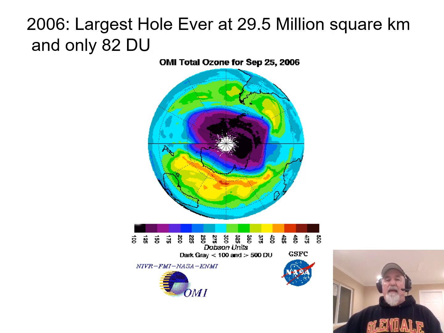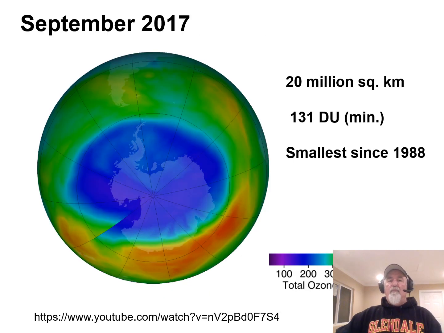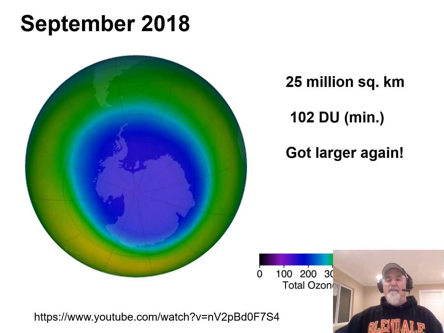We initially thought that we would reach a low point around 2020, 2025, but it looks like we reached that in 2006, because if we look at more recent readings here, remember that 29.5 million square kilometers, 82 Dobson units. This is lower number bad, and this one, the higher number bad. So we want a smaller hole, and we want more ozone readings, which would be a higher Dobson unit number. September 2017, 20 million square kilometers, so that's a smaller hole, and the Dobson units were more robust. That was the smallest hole we had since 1988.